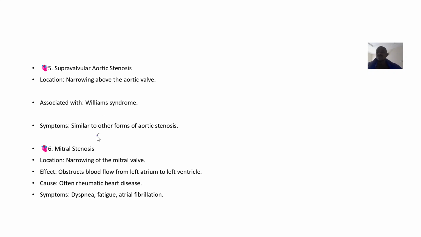Okay, then we also have the mitral stenosis. This one is narrowing of the mitral valve, so it will obstruct blood flow from the left atrium to the left ventricle. So often it is associated with rheumatic heart disease, where the person is finding it difficult to breathe, the person is weak, and there's atrial fibrillation.